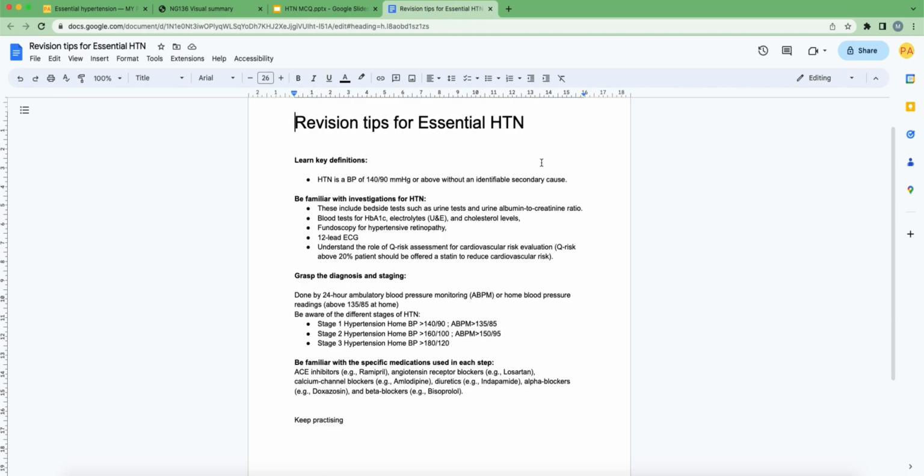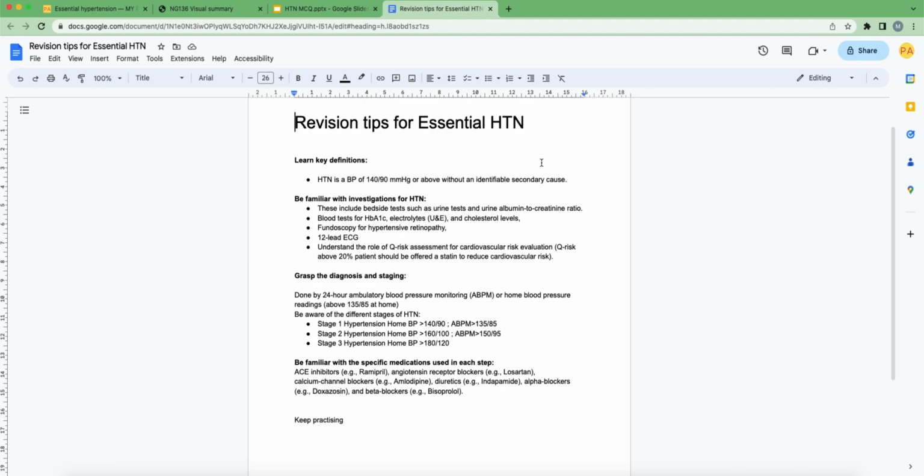Fundoscopy is very important, especially for hypertensive retinopathy. ECG being the main one, and being aware of the Q risk. Normally, you would consider starting a patient if their Q risk is above 20, but sometimes if they are diabetic, you may consider starting when the Q risk is still about 10% or below that. So it depends on the patient.